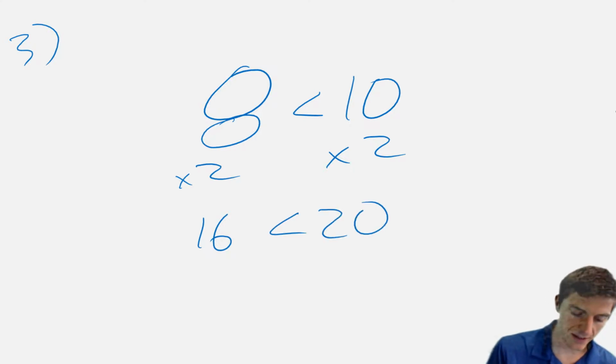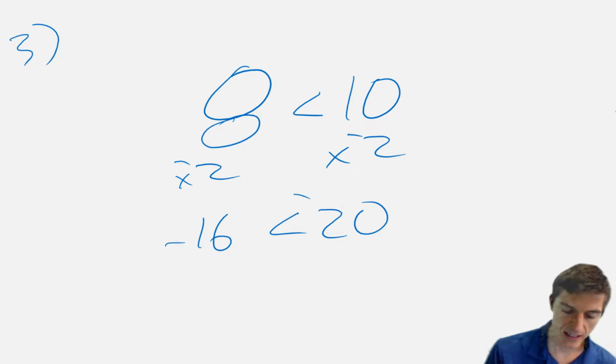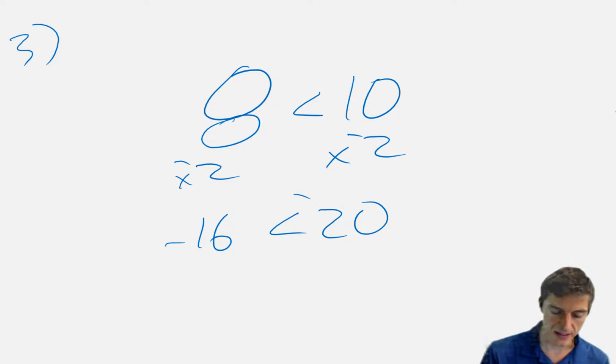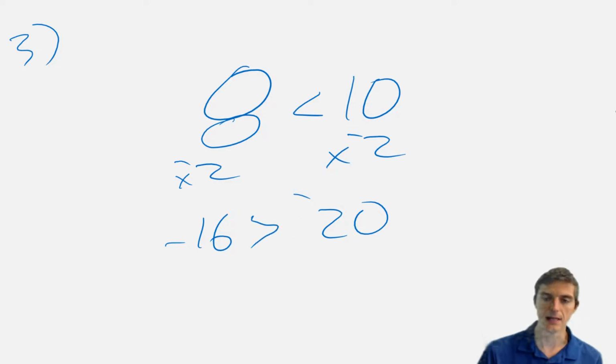But the problem comes in if I multiply this by -2. Watch what happens. I get -16 is less than -20. And that kind of looks true. You can deceive yourself into saying, oh yeah, that's true. But would you rather be $16 in debt or $20 in debt? Now this sign has to flip to keep that as being true.